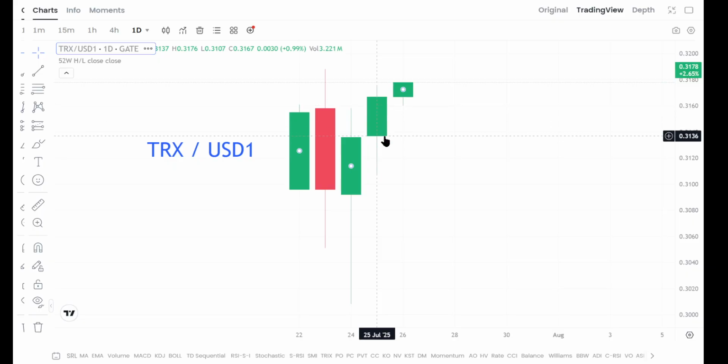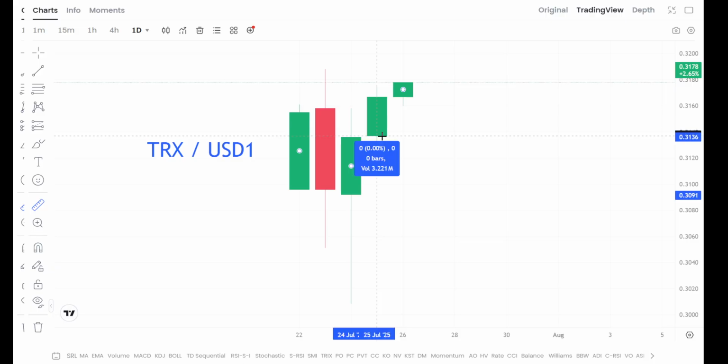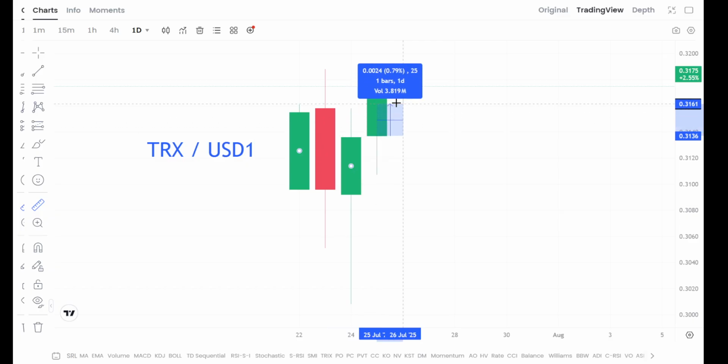On next day, the market price of the TRX was opened at this point 0.3136 USD1, and market price went up and was closed at 0.3166 USD1. It is 0.0029 increase of market, and it is 0.95%. 30 USD1 was the profit in this one day, and in this one day the 3.819 million TRX has been traded.